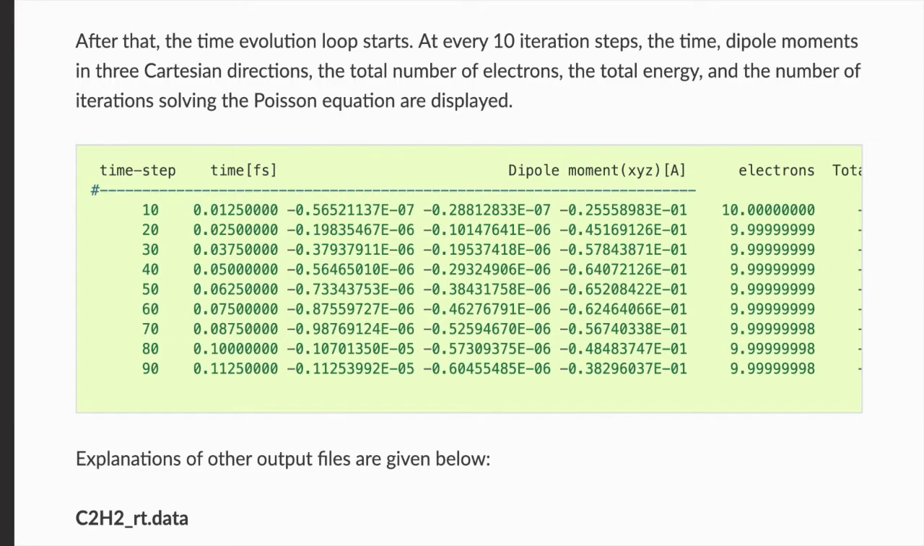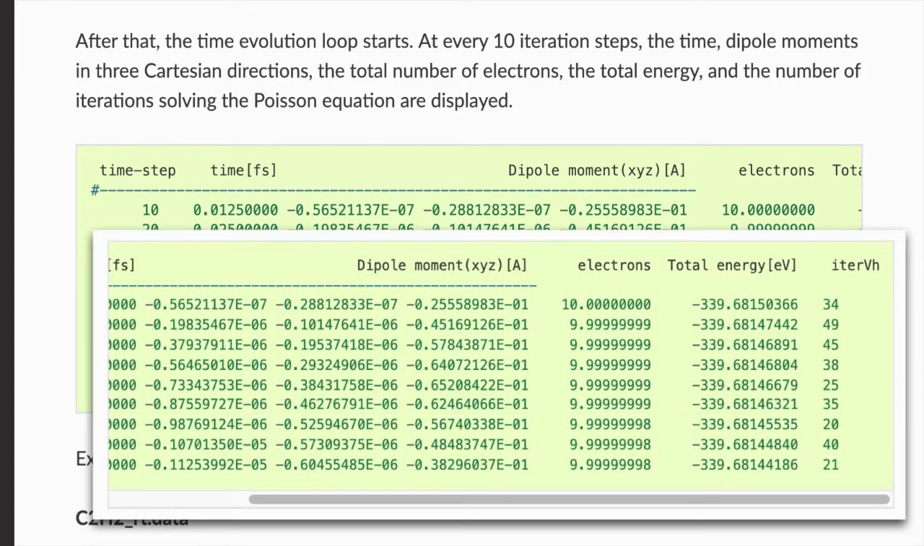Total energy, shown further to the right, is the total energy of the electronic system. After an impulsive force is applied at time t equals 0, no external force is applied. Thereby, the energy is conserved with high accuracy during the time evolution calculation. Finally, ITER-VH is the number of iterations of the conjugate gradient method performed each time to solve Poisson's equation.